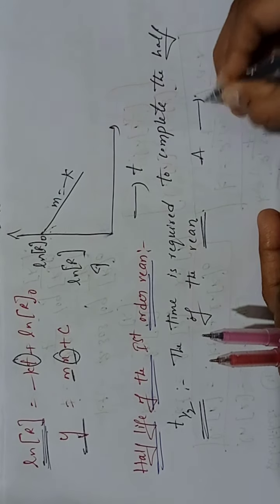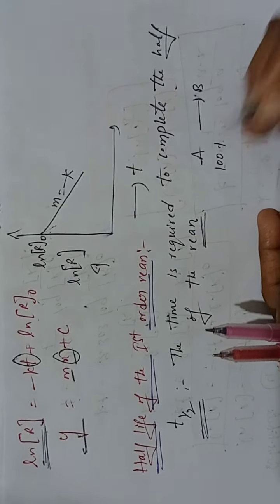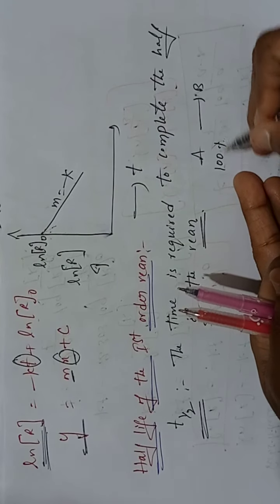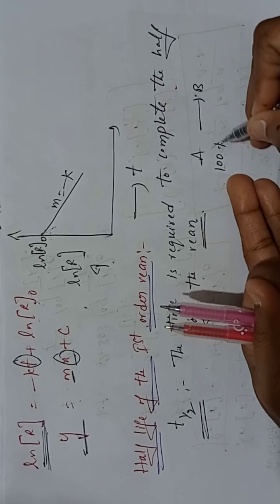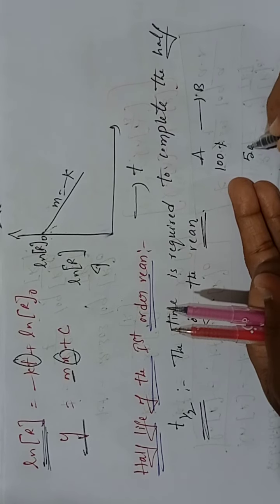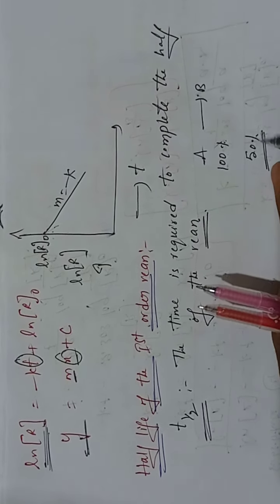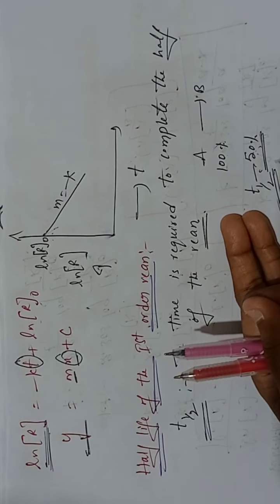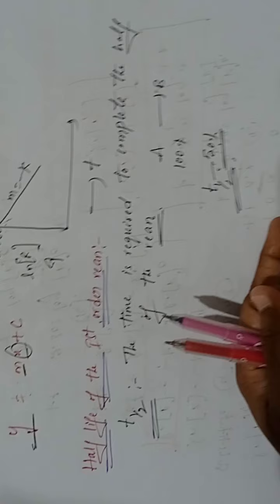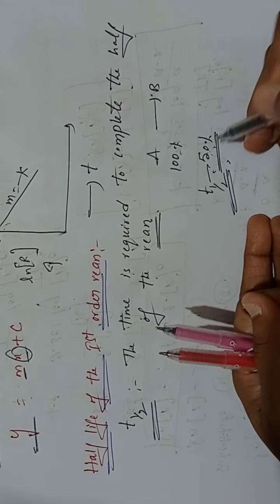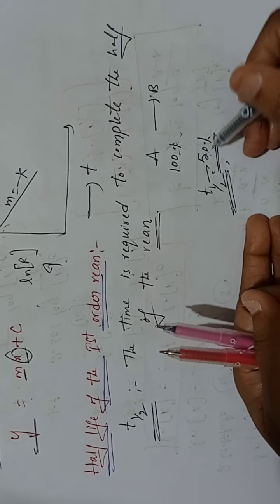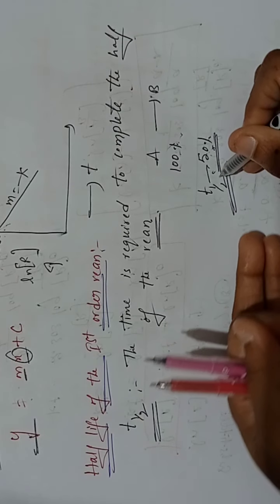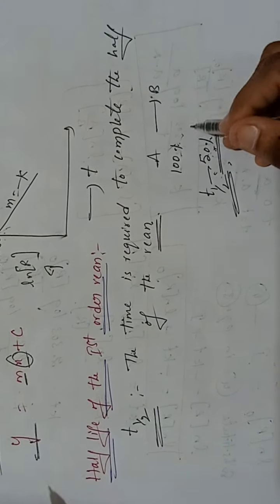For example, A to B I am taking. A is initially 100%. Now to complete half of the reaction, that means 50%, how much time is required? That is nothing but t half. Are you clear on this? To become 100% as 50%, how much time is required? That is nothing but t half, students. So t is equal to t half.